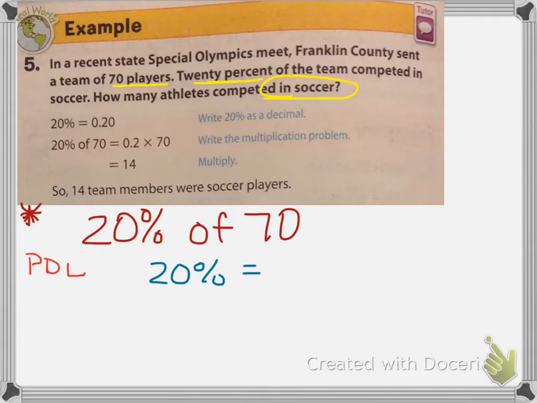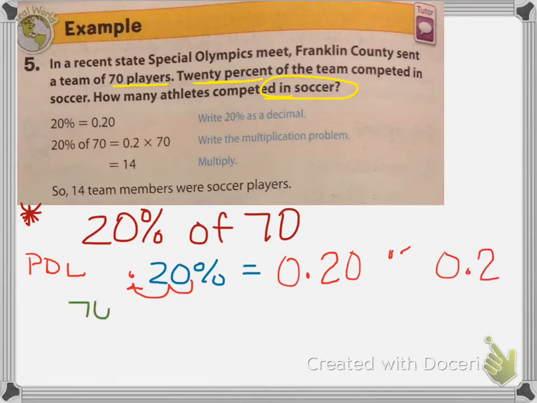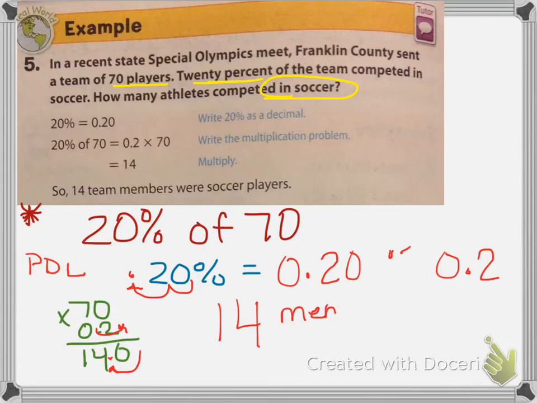So again, our method that we're going to use is percent to decimal left. So we're going to take that 20% and move it 2 spaces to the left. So now we have 0.20 or 0.2. So now we're going to take the 70 and multiply it by our 0.2. We get 140, but we need to take that decimal out 1 space, back in 1 space. So our final answer is 14 members. And what it's really saying is 14 members played soccer.